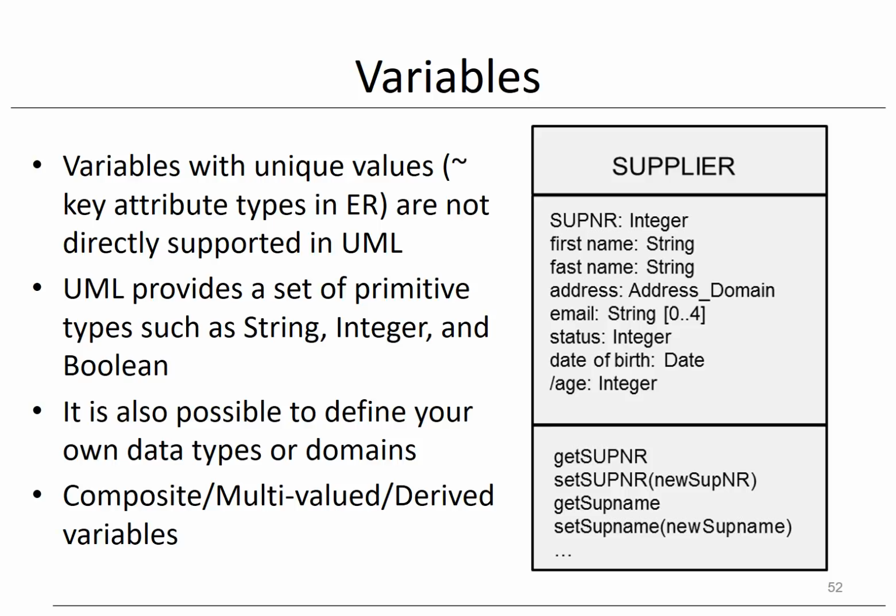Multivalued variables can also be modeled in 2 ways. The first option is to indicate the multiplicity of the variable. This specifies how many values of the variable will be created when an object is instantiated. In our example, we specified that a supplier can have between 0 and 4 email addresses. Another option is by using an aggregation, as we discuss in what follows. Finally, derived variables, such as age, need to be preceded by a /.